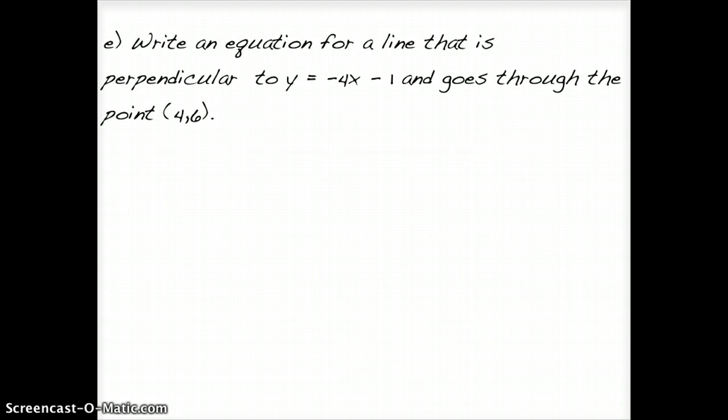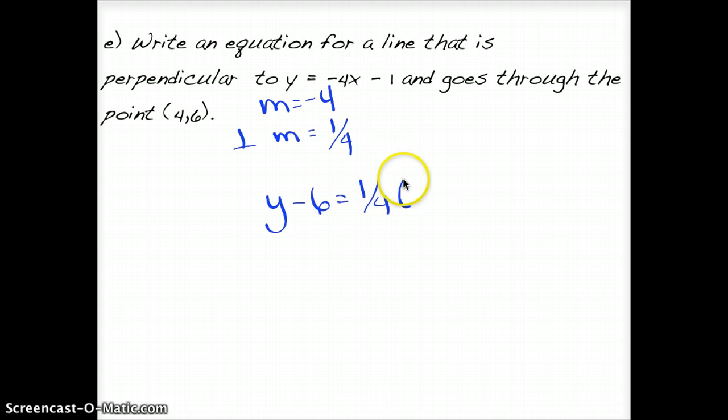All right, last problem. This time, same equation, y equals negative 4x minus 1, but this time I want you to write an equation for a line that's perpendicular to that and goes through the point 4,6. So again, in that equation, my slope is negative 4. To be perpendicular to that, my slope would be the opposite reciprocal of negative 4, which would be positive 1/4. So if that's going to happen, again, I'm going to use point-slope form because it's easy to write an equation in. So y minus 6 equals, this time my slope's 1/4, times the quantity x minus 4. Okay, so that would be okay for an answer.